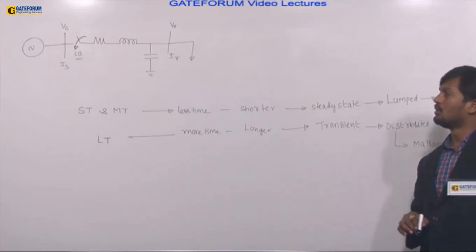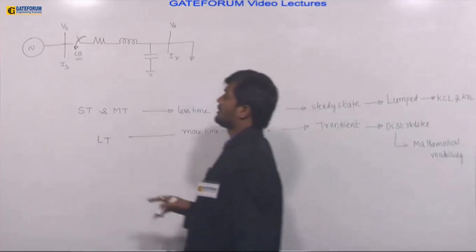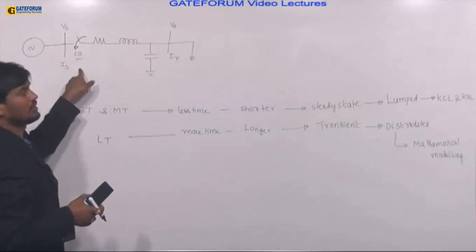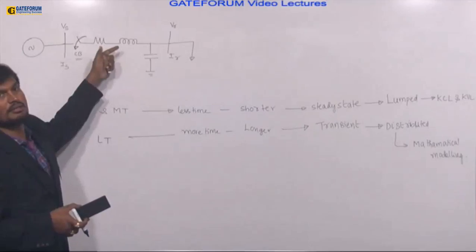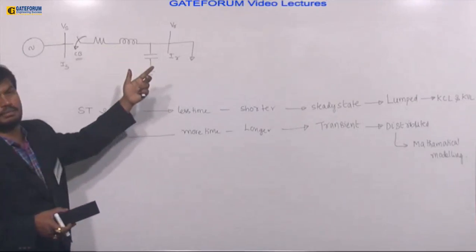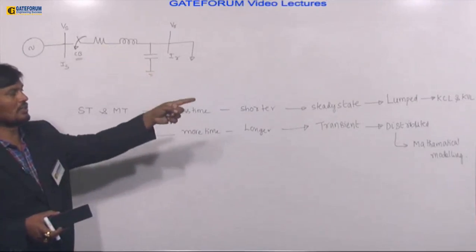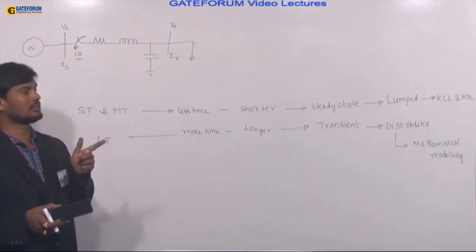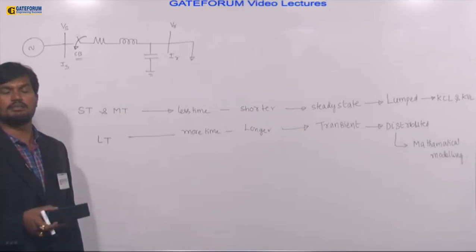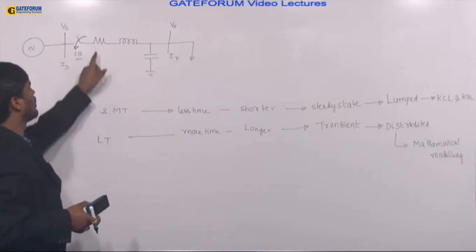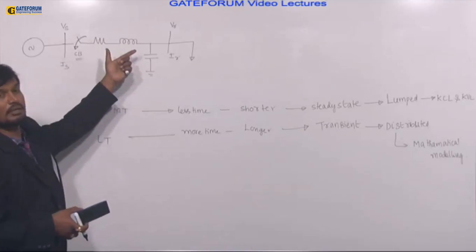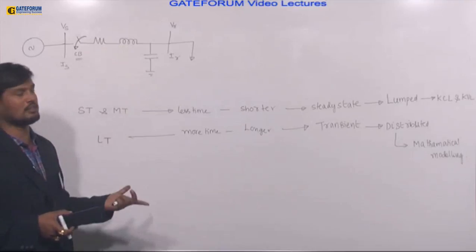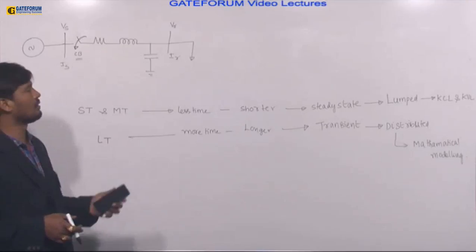These are the simple points we understand from this diagram. For a short line or medium line, when the switch is closed, it takes less time to charge the line because of the short distance. Automatically it is represented by steady state. Steady state elements are represented in a lumped manner. What is lumped manner? R, L, C are all separated, analyzed using KCL and KVL. For a long transmission line, when the switch is closed, it takes more time. Therefore, it is transient behavior, and we use mathematical modeling.